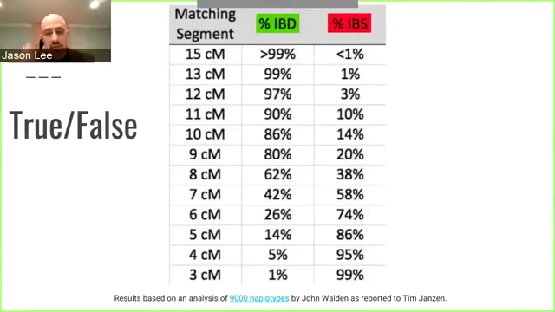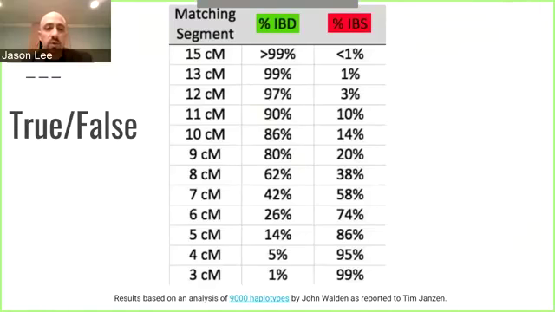So this is a table derived from information on one of the ISOGG wiki pages. This is information that came from a process called phasing. And I'd say the take-home point here is that we see fewer problems with larger segments, and we see more problems with smaller segments. And that's the point here. IBS means identical by state, basically means a bad match. IBD means identical by descent. That basically means a good match.